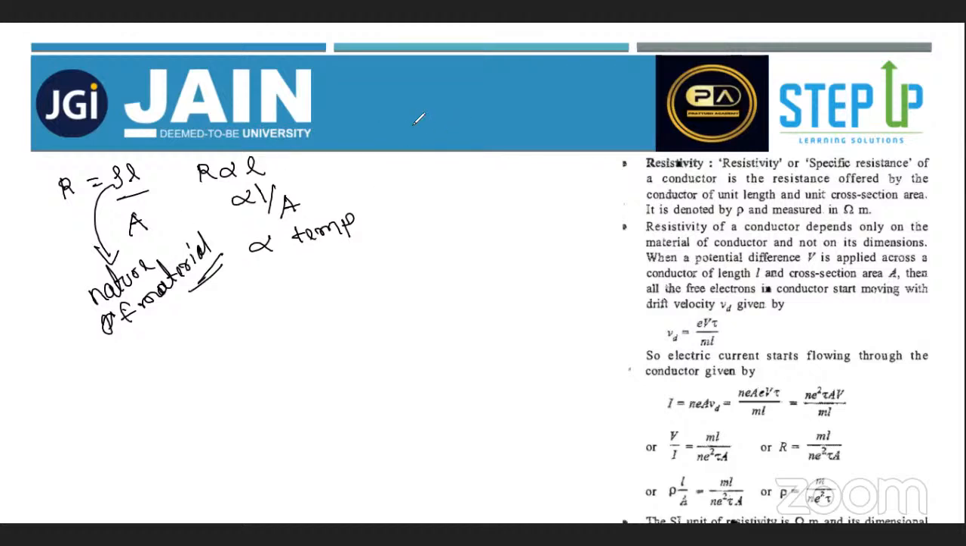And there is a term conductivity. In physics we write conductivity as sigma. Sigma is basically 1 by rho. Conductance is the reciprocal of resistance. Also, conductivity is the inverse of resistivity.